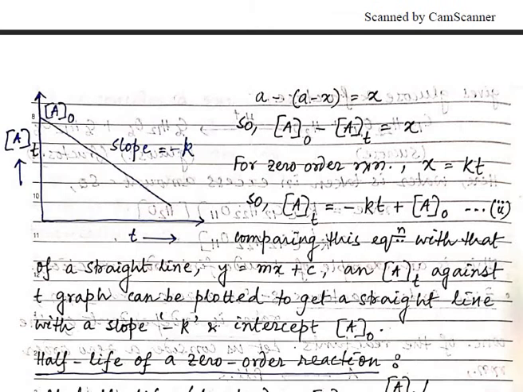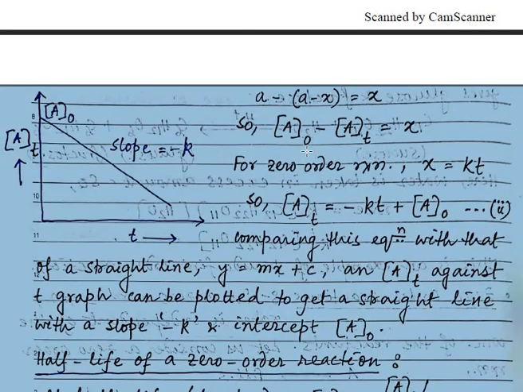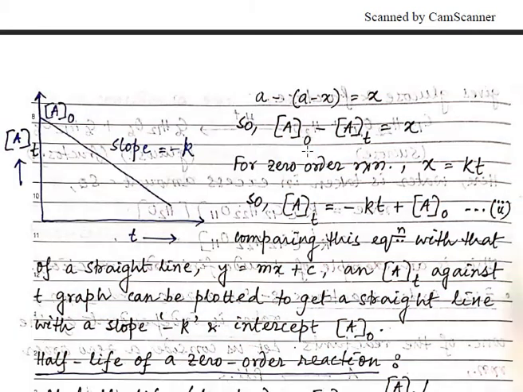So here A is equal to the concentration of A at time 0. That's why I have written the concentration of A at time 0, that is our A naught. And then A minus X, what is A minus X? That is the concentration of A at time t, so I have written A suffix t. So that is equal to X. For zero order reaction, we know that X is equal to KT. So we can write that At is equal to minus KT plus A0. Okay, so that is our another equation.